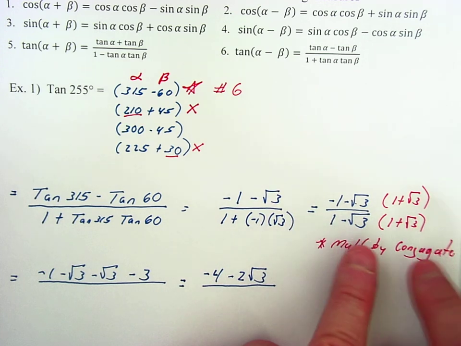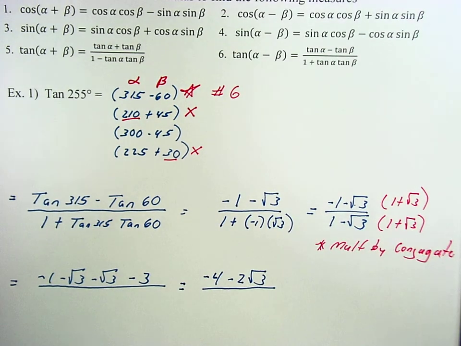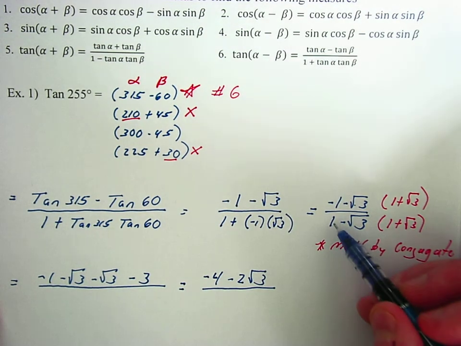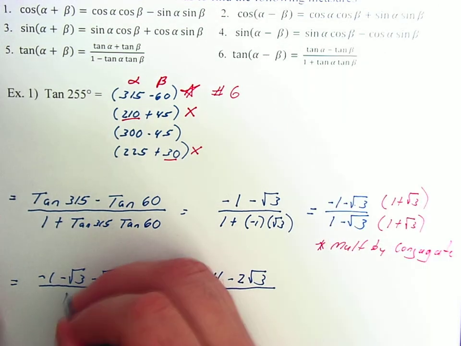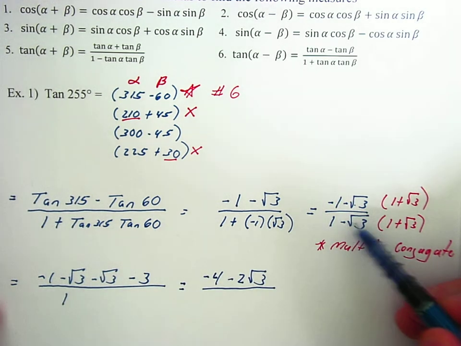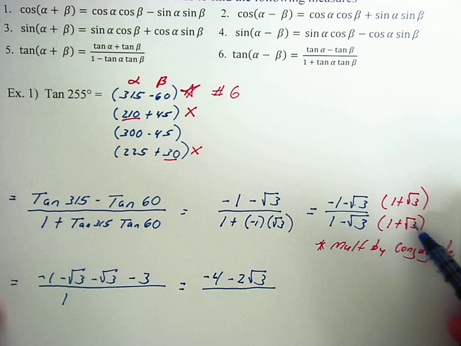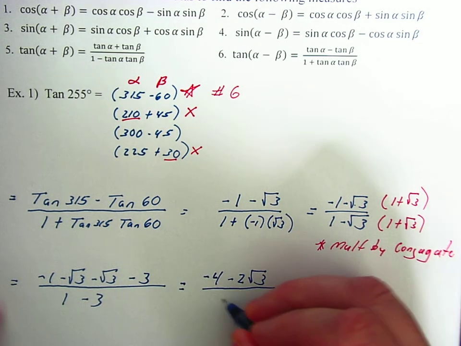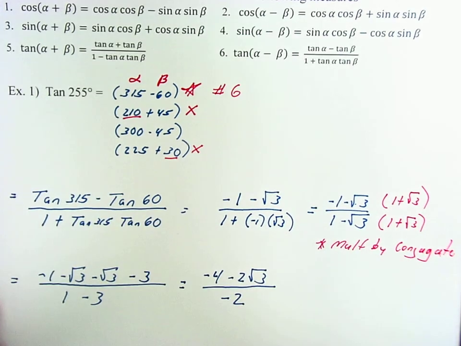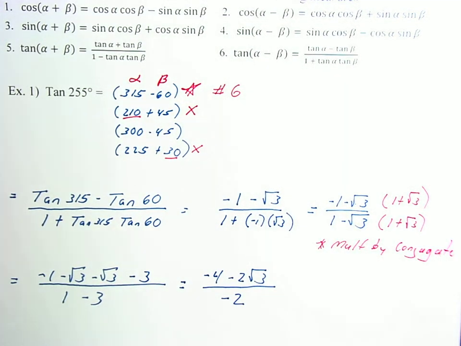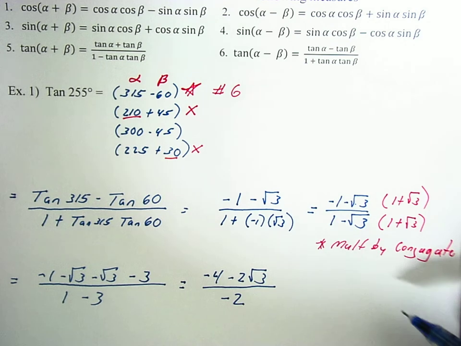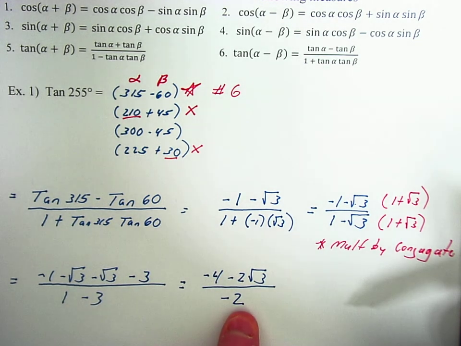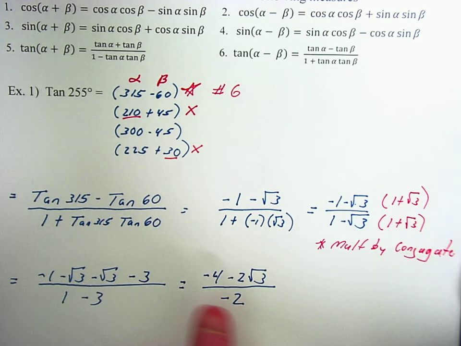So I'm not going to bother FOILing. I only need to do the F and the L. So here's the F. First times first. 1 times 1, 1. Here's the L. Negative square root of 3 times a positive square root of 3 would be -3. Combine them, that gives you -2. All right. Again, that's how it'll always come out to be for tangent. You will get just a number on the bottom. It's not necessarily always going to be 2 or -2, but you'll get just a single number, no radical.